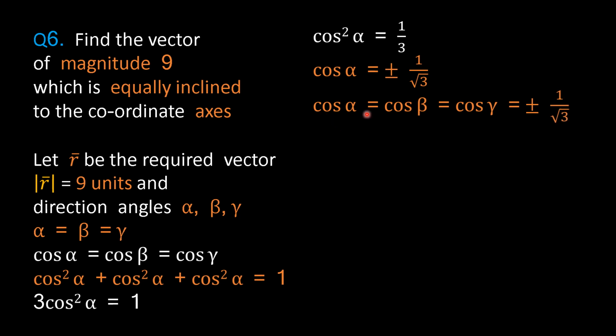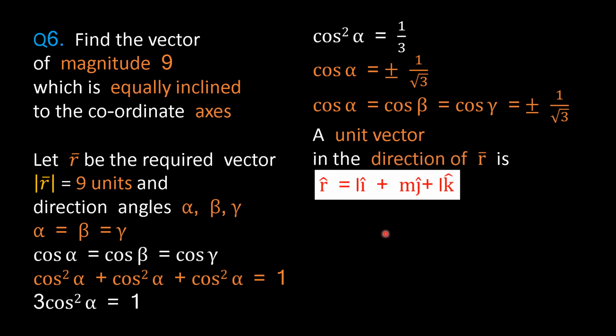Now cos alpha equals cos beta equals cos gamma, which will be plus minus 1 by root 3. A unit vector in the direction of r bar will be r cap equals l i cap plus m j cap plus n k cap. So that will be r cap equals plus minus 1 by root 3 i cap plus minus 1 by root 3 j cap plus minus 1 by root 3 k cap.